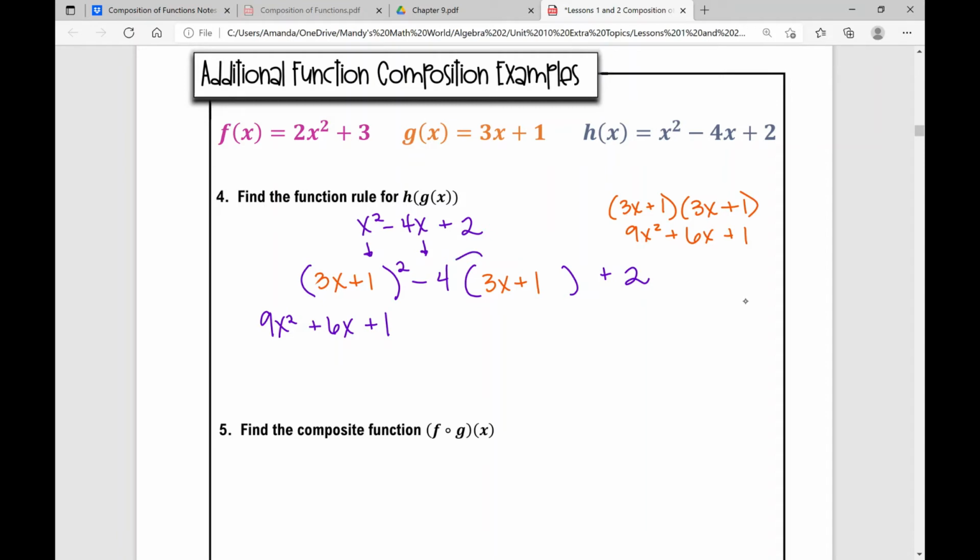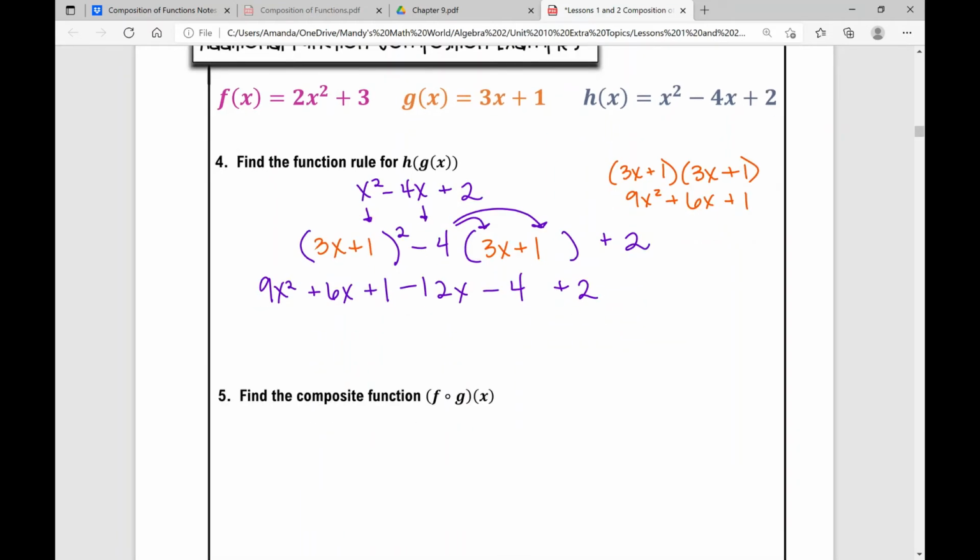And now I'm going to go ahead and distribute this negative 4 into each term inside the parentheses. So I get minus 12x, minus 4, then plus 2. And now I'm going to combine like terms. And I'm going to write this in standard form, right? So highest exponent first. I have 9x squared. And then I'm going to combine 6x with negative 12x to get negative 6x. And then I have positive 1, negative 4, that's negative 3. And positive 2 is negative 1.